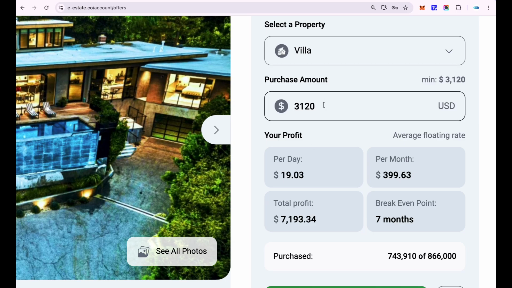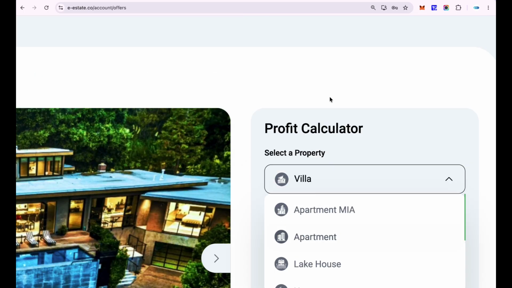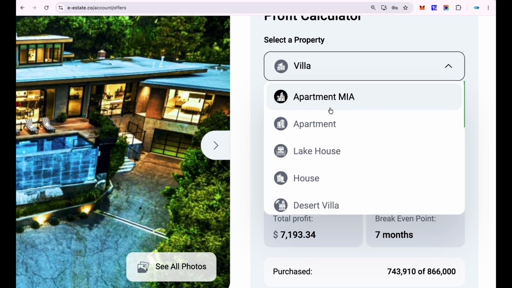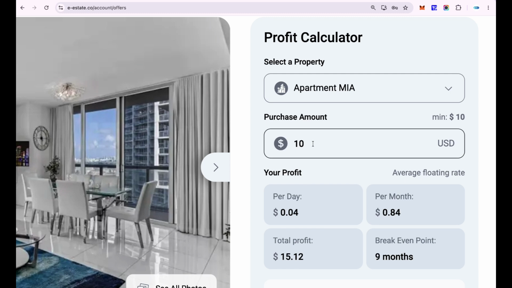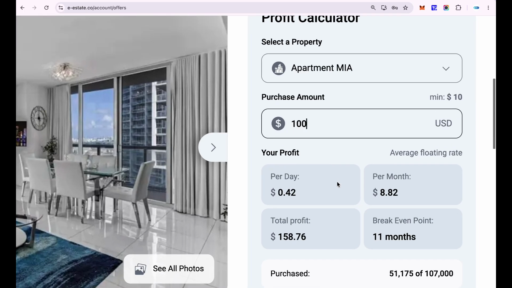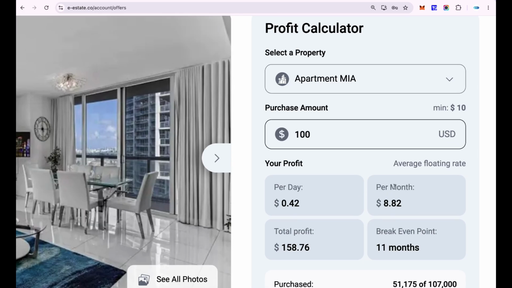Now, these are the minimum. So for any of these properties that you've selected under the profit calculator, you can add more than that. Let's start with the apartment Miami. They said the minimum to get started purchasing a fraction of this property is $10. Let's say I don't want to do $10. Let's say I want to do $100. Add one more zero there, and you will see that the profit calculator has automatically calculated how much you're going to be earning in a month and how much you'll be getting in a day. So this is how to check how much you will earn.